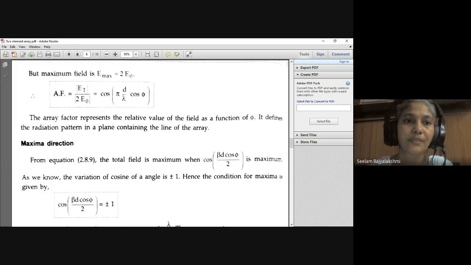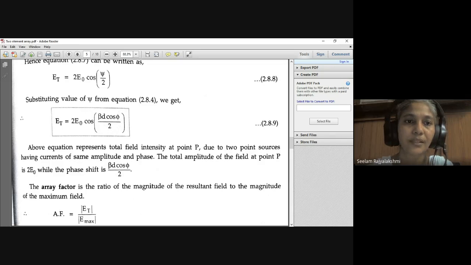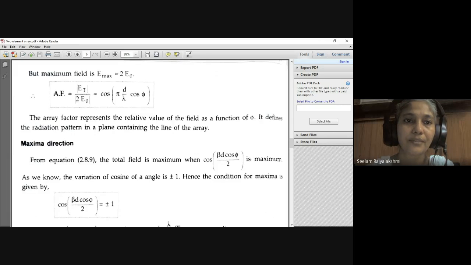Which is equal to E_t by 2 E_0, which is equal to 2 E_0 into cos(β d cos φ / 2) divided by 2 E_0. So by replacing E_t with 2 E_0 cos(β d cos φ / 2), and by cancellation of 2 E_0 in the denominator and numerator, we will obtain cos((π d / λ) cos φ). So the array factor represents the relative value of the field as a function of φ. It defines the radiation pattern in a plane containing the line of the array.